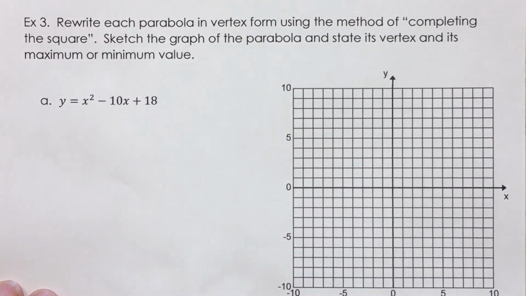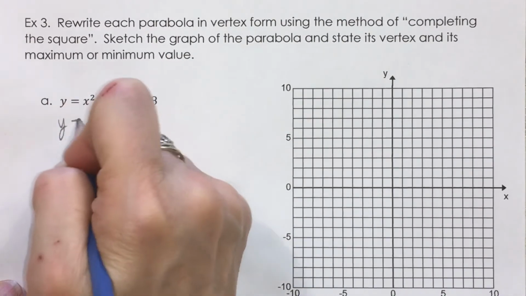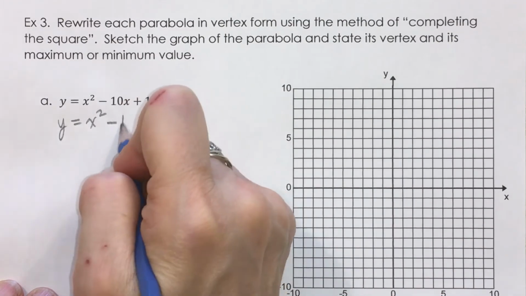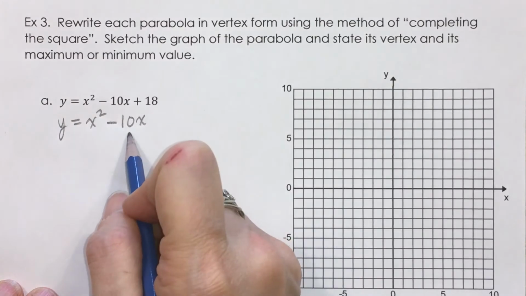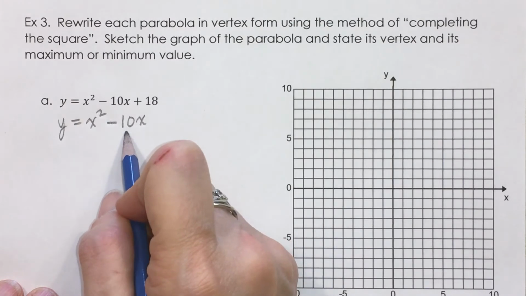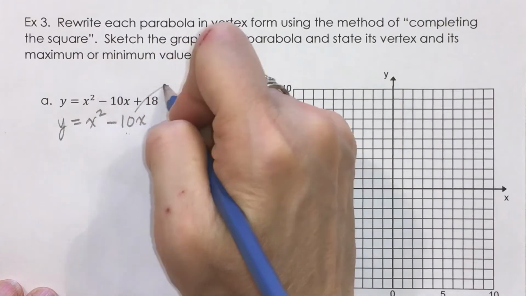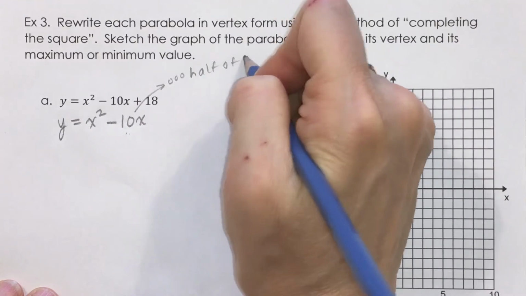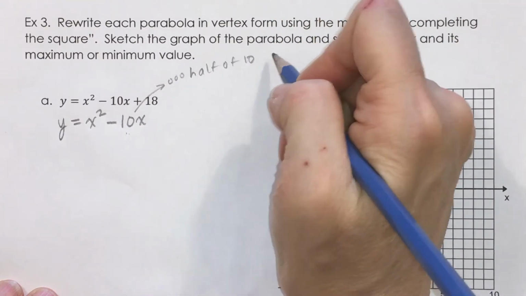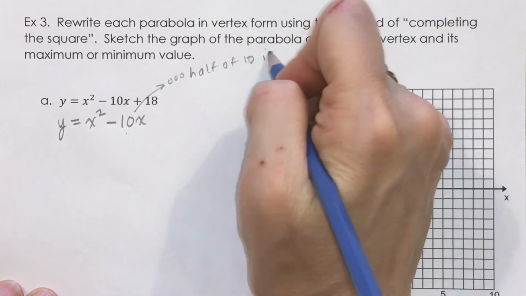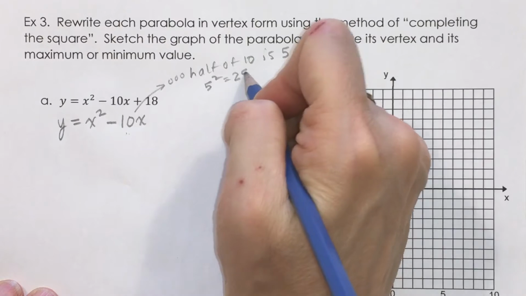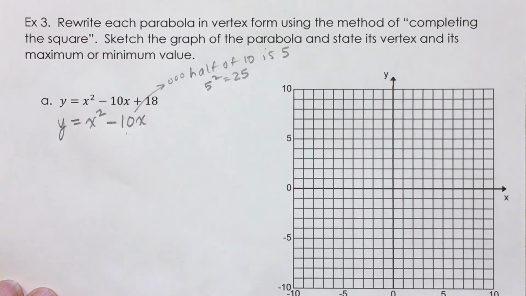So we've got it in standard form. So we're going to do y equals x squared minus 10x. And then we're going to take half of 10. So you're thinking to yourself, do a little thought bubble over here. Half of 10 is 5. And then we want to square that. 5 squared is 25.